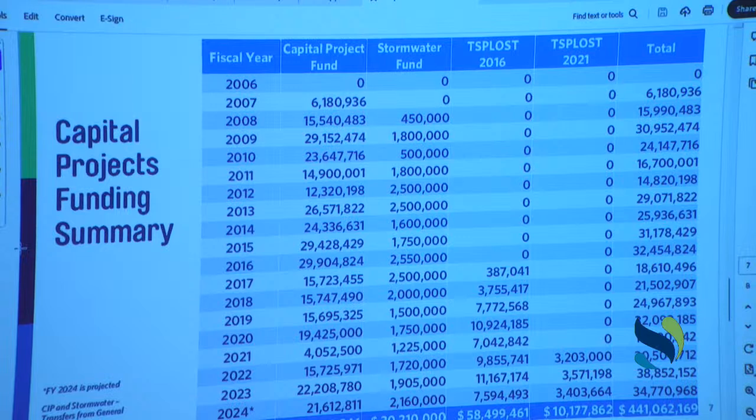It's important to note that the T-SPLOST numbers are actual expenditures. We still have funds that are encumbered and are being spent, but it will take us a number of years to spend those. The amounts that are listed for Capital Projects Fund and Stormwater Fund are actual transfers out of the general fund to those funds each year, going back to our incorporation. Our sum total that has been returned in investments in our infrastructure in Sandy Springs since incorporation is now $441 million. I'm happy to answer any questions that council may have about the budget before you this evening.